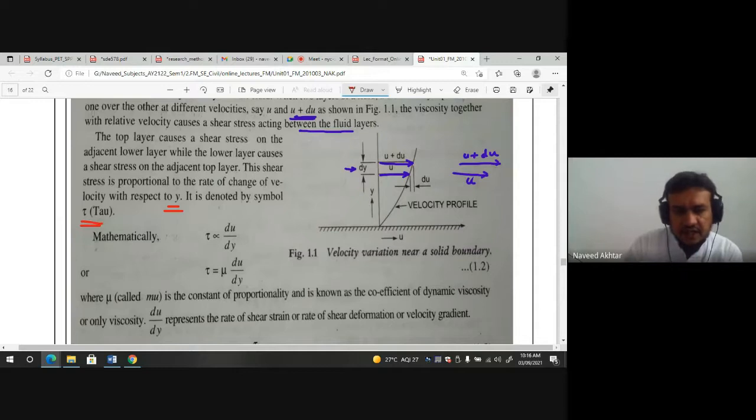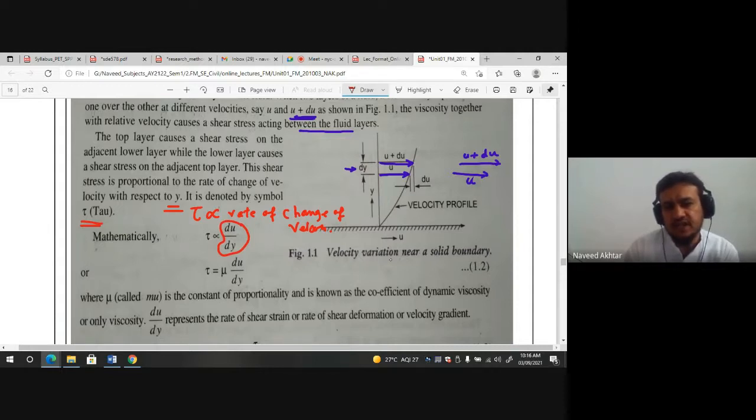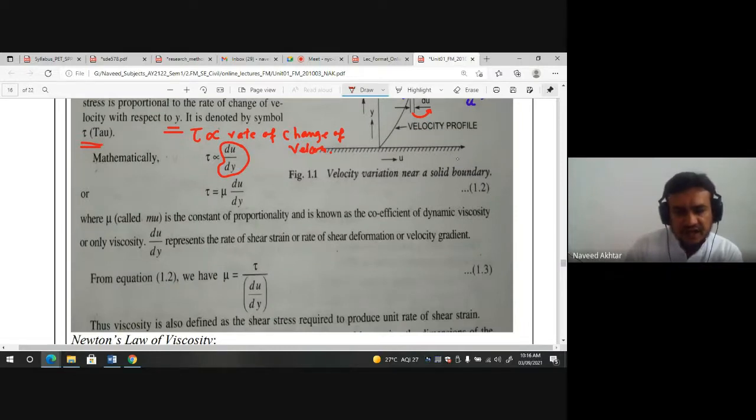So what it says is that tau, the shear stress, is proportional to the rate of change of velocity. The rate of change of velocity with respect to y we can denote by du by dy. So tau is nothing but mu times du by dy. What is mu? The mu is the constant of proportionality, known as the coefficient of dynamic viscosity.